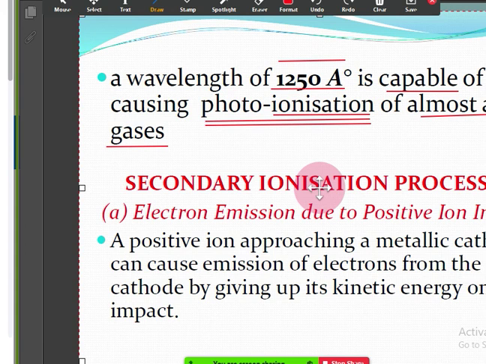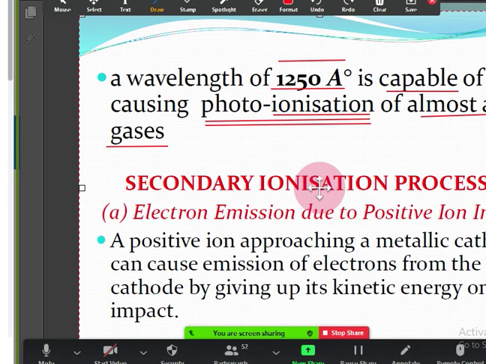So this is regarding photoionization, and the secondary ionization process will continue in tomorrow's class. Secondary ionization is again a simple thing.